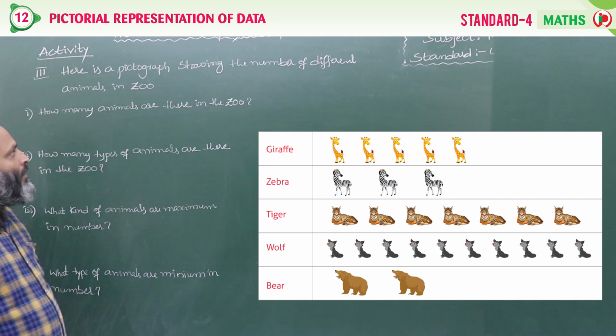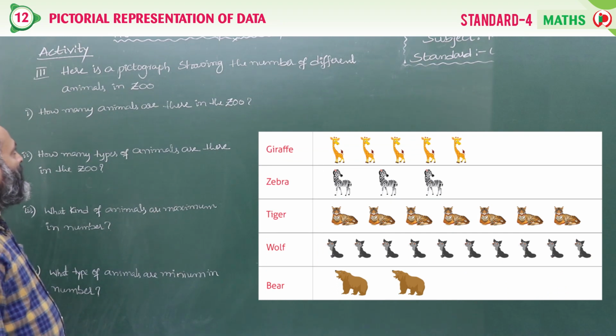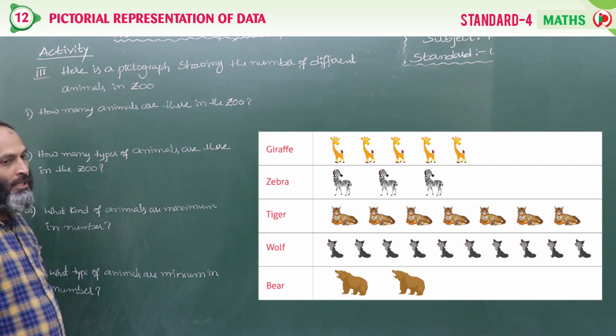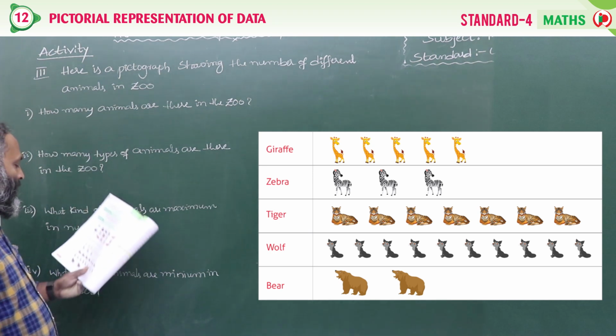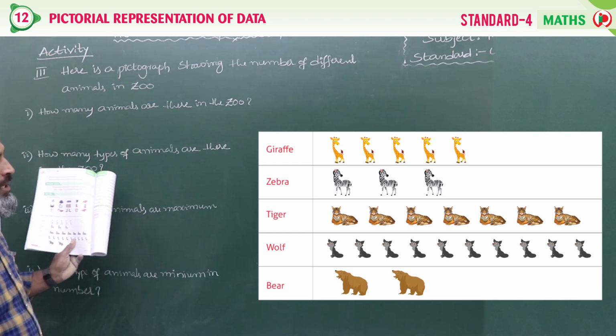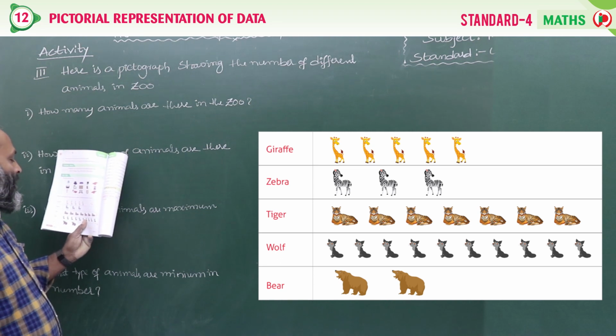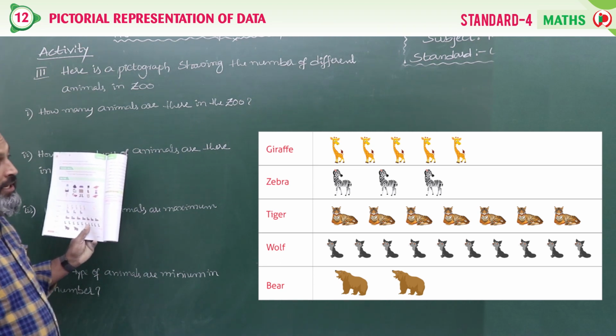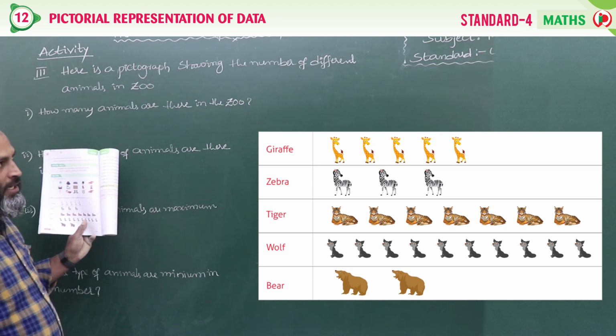Okay students, now see here in the third one. Here is a pictograph showing the number of different animals in a zoo. In a zoo, different animals are given. First to see how many: giraffe, 1, 2, 3, 4, 5 giraffes are there. Then how many zebras? 3 zebras. And how many tigers? Once you count, 7 tigers were there.